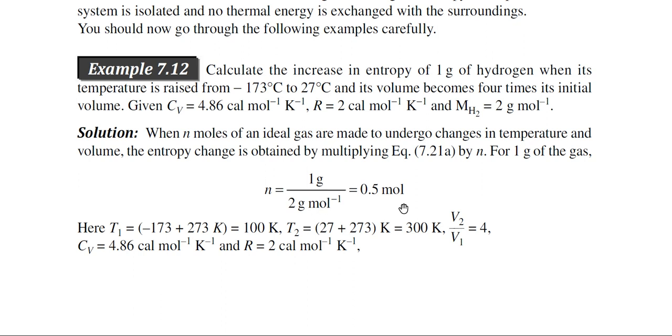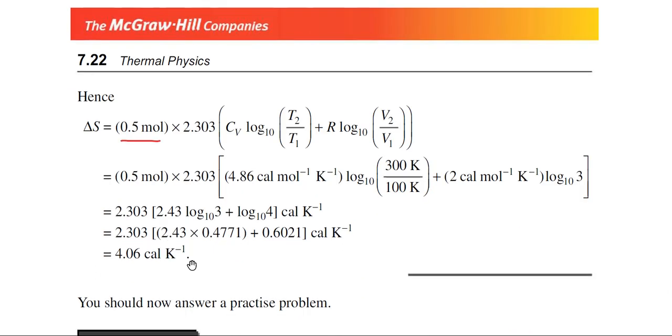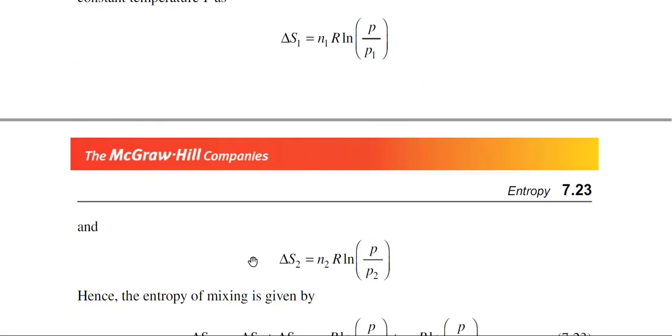You have to use that formula, but you have to multiply that formula with the mole number. So now this is very easy. You just calculate the initial temperature, final temperature, and the volume change. Volume change is 4 times. So V2 by V1 is equal to 4, and you must change the temperature to Kelvin unit. Now you just simply apply the formula. So after application of the formula, you can get the entropy change. So this is the delta S.